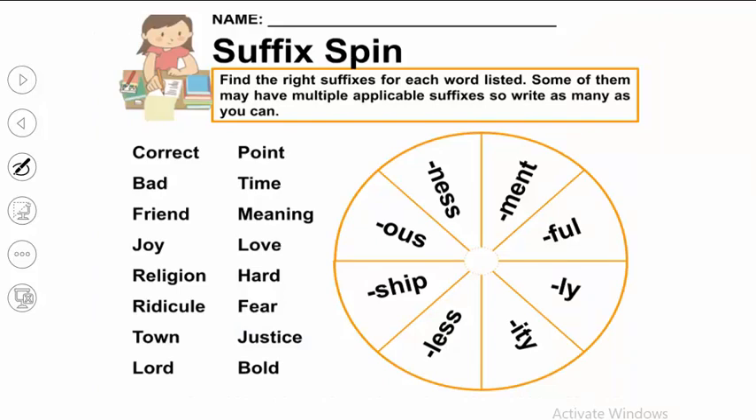This is another small, simple activity. Find the right suffixes for each word listed. Some of them may have multiple applicable suffixes, so write as many as you can. For example, friend, friendship, friendly. So we can have multiple applicable suffixes, right? So think about those things.